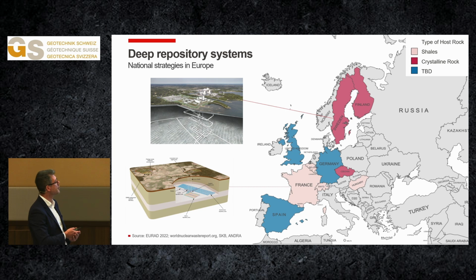Some countries are going into shales and clays, like the Swiss case, but other countries are going more into crystalline rocks, especially granite. But the architecture of the repository is more or less the same. The main difference is probably that when you have a clay, like the Swiss case or the French case, clay formations usually are not very thick, so the architecture of the repository has to be developed mostly horizontally.